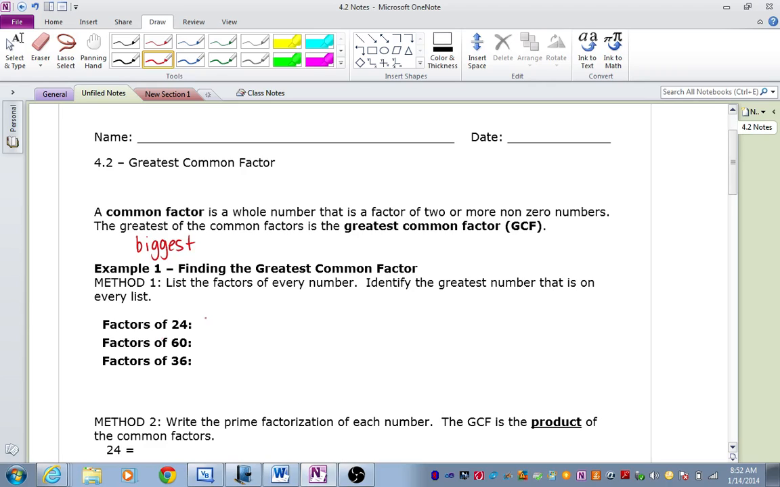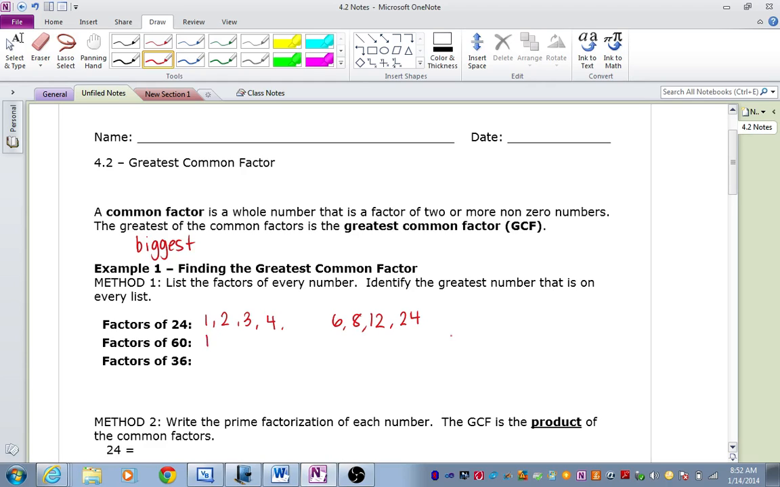Okay, for 24, we have 1 and 24. Remember, we list them in pairs to help us out. We have 2 and 12. Next is 3 and 8. We have 4 and 6. And then 5 would be next, but that's not a factor. And then 6, and that's already listed. So we have all our factors of 24.